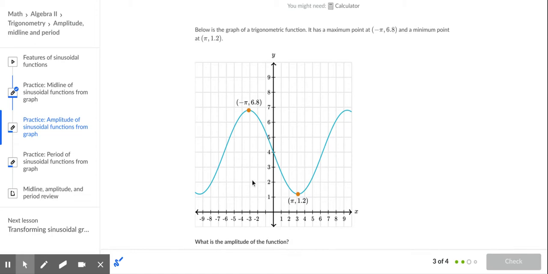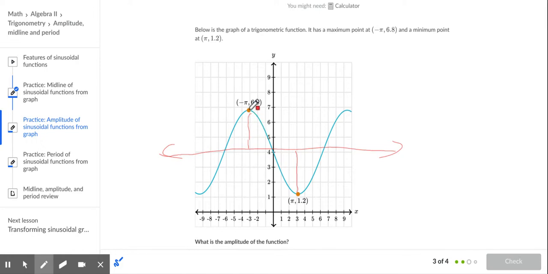So if I drew in the midline, I don't know exactly where it is, but if I draw in the midline, then the amplitude is either this distance or that distance. Okay, so this distance or that distance, which is the same distance, right?